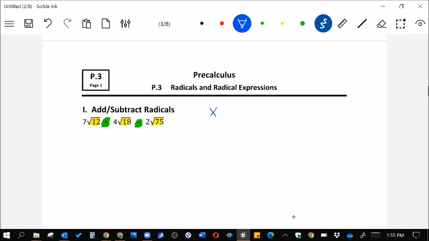So if you had x plus y plus z, you can't do anything. You're stuck. So what you have is something like 7x plus 4y minus 2z. You cannot do any adding or subtracting with that. However, with numbers, we are able to take the insides and rewrite them because each one of those square roots has a perfect square inside it.